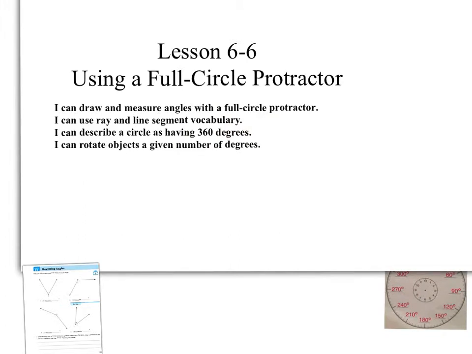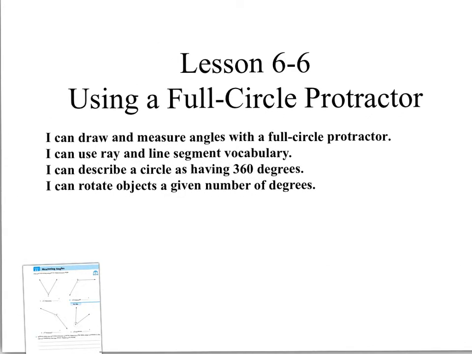Alright, boys and girls, today's lesson is lesson 6-6, using a full circle protractor. We started to touch base on this on 6-5, but at the end of the lesson you should be able to say: I can draw and measure angles with a full circle protractor. I can use ray and line segment vocabulary. I can describe a circle as having 360 degrees. You might as well put a little check next to that because we nailed that yesterday. And I can rotate objects a given number of degrees.